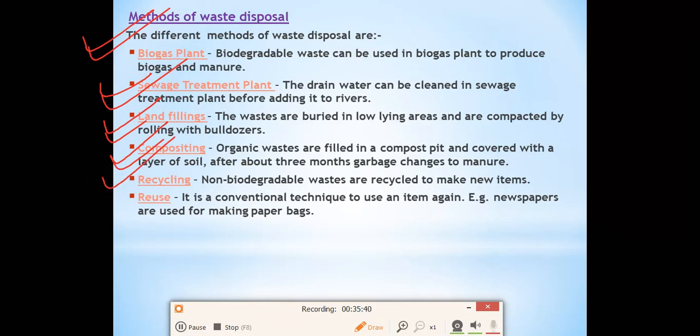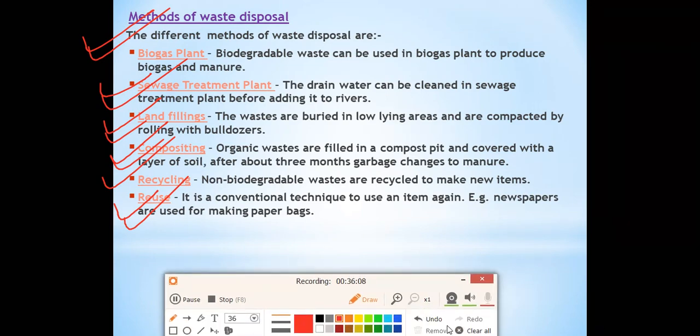Recycling. The non-biodegradable waste, for example plastic bottles, glass, can be used to make new items, so those things are recycled. Next is reuse. It is a conventional technique to reuse an item again. For example, newspapers can be used for making paper bags, correct? So we can reuse many of the things. For example, the empty jar bottles, empty pickle bottles, we can use in the kitchen to keep many things of our use. So that's all about this chapter, our environment.